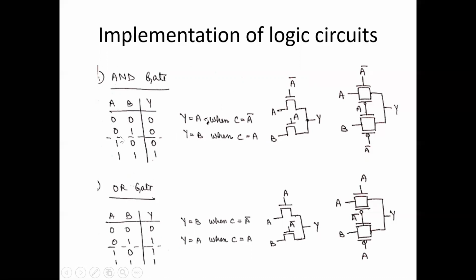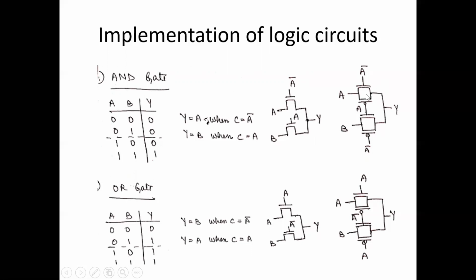When control signal is a bar, that is when a is 0, your y will be equal to a. Y is equal to a and y equal to b. When the control signal is a bar, y is equal to a; y is equal to b when control signal is a. The same thing can be implemented using a transmission gate. This is implementation using a transmission gate.